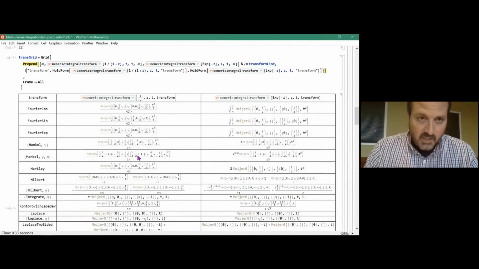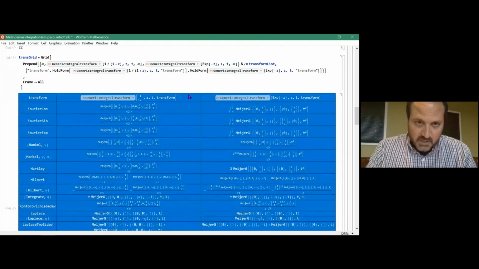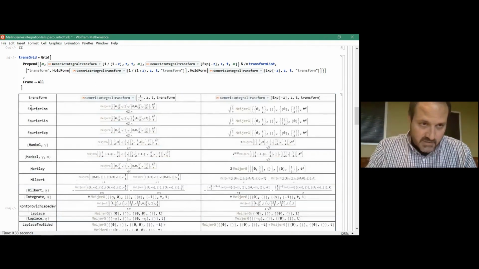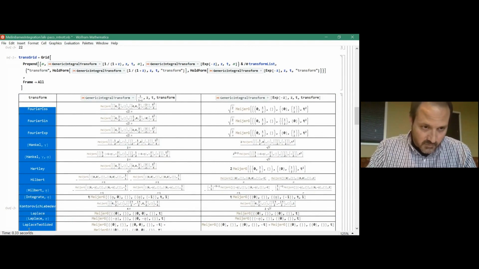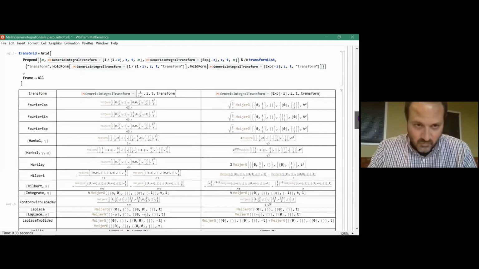But just to show you some concrete results, what I've done is I've taken the two functions 1 over 1 plus z and exp, just the decaying exponential function, and used this resource function that we've developed to compute for different transforms shown in this first column, all these different transforms: Hankel, Hartley, Hilbert, Kontorovich-Lebedev. I always have trouble with that name.